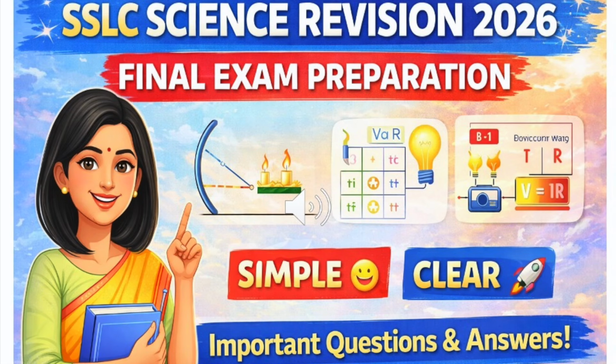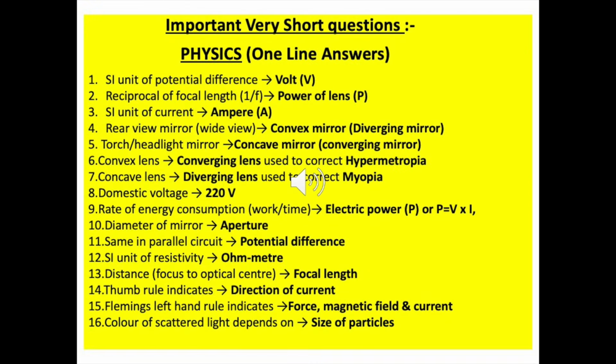So let us begin with important very short questions of physics with one-line answers. As you can see here, the first point is about the SI unit of potential difference. What is the SI unit of potential difference? The answer is volt. The next point is about the power of a lens. The reciprocal of focal length is called power of a lens. It means P is equal to 1 by F.